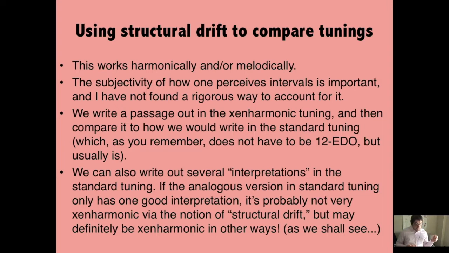We write a passage out in the xenharmonic tuning, and then compare it to how we would write it in the standard tuning, which, as you remember, does not have to be 12 EDO, but usually is. We can also write out several interpretations in the standard tuning. If the analogous version in standard tuning only has one good interpretation, it's probably not very xenharmonic via the notion of structural drift, but may definitely be xenharmonic in other ways. I'd say there's some progressions that only have one interpretation in 12 EDO that aren't xenharmonic at all, and some actually can be very xenharmonic, but have other sort of interesting approximations associated with them.